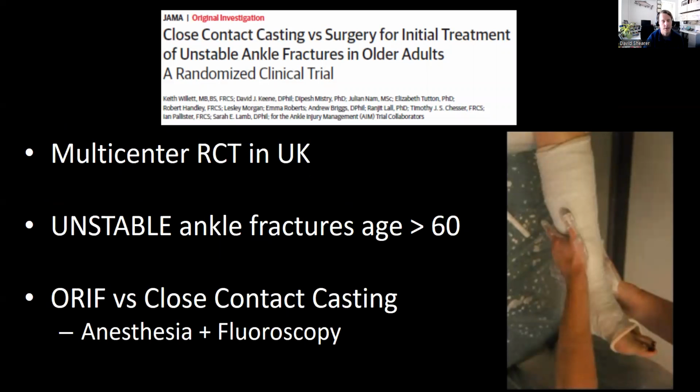Now, interestingly, these patients were assessed in a relatively recent clinical trial published in JAMA. This was a multi-center study in the UK of all unstable ankle fractures. So this is the third scenario where on static imaging, these were all unstable fractures, but in older patients over the age of 60. And these patients, they randomized them to either get surgery with ORIF or close contact casting, which is a well-fitting plaster plus fiberglass cast. Now, notably, this casting was done in the operating room with anesthesia and with fluoroscopy.